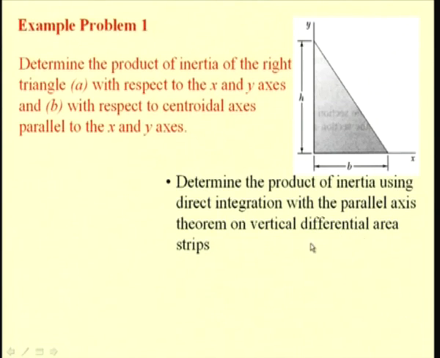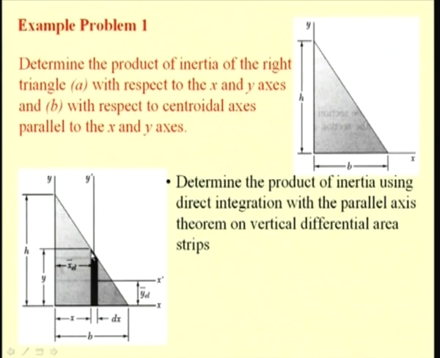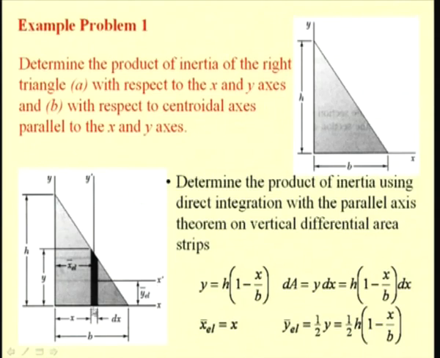So, let us take vertical differential area strips. Here we are considering a thin vertical strip whose centroid is located at this distance y bar element and x bar element, which is nothing but the x coordinate of the location of this element. This distance can be found by knowing the height of this thin strip, that is y, and so y bar element is y by 2. And then we can integrate it between the limits, that is x from 0 to b. From the similar triangles, we have y equal to h times 1 minus x by b.